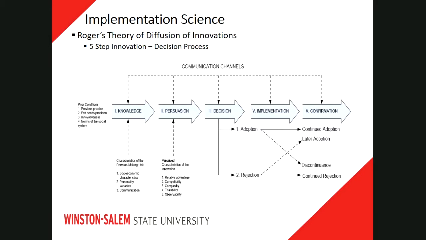So it starts out with knowledge. The second step is persuasion. Third step, decision. With decision, you see that there are options where you either adopt or you reject. If you adopt, then you're going to actually implement. And confirmation is when you continue and sustain that adoption. And obviously, when the decision is made to reject it, then you would discontinue, or continue rejection, or it may be that it's rejected and then it comes back later and it's adopted.